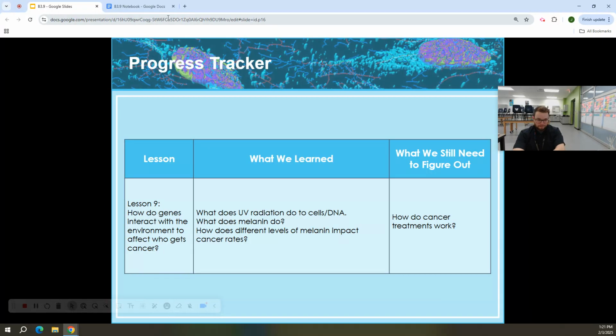So in lesson 9, we looked at how genes interact with the environment to affect who gets cancer. We should have figured out what UV radiation does to cells and DNA, what melanin does, and how different levels of melanin impact cancer rates. So make sure you answer those for me.